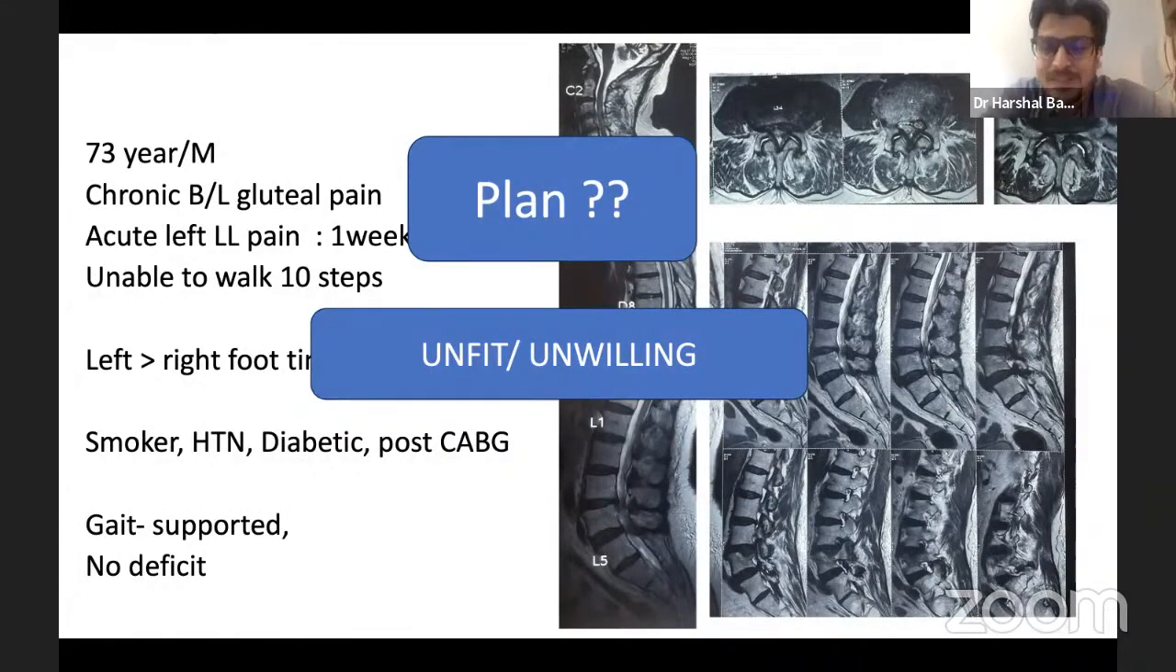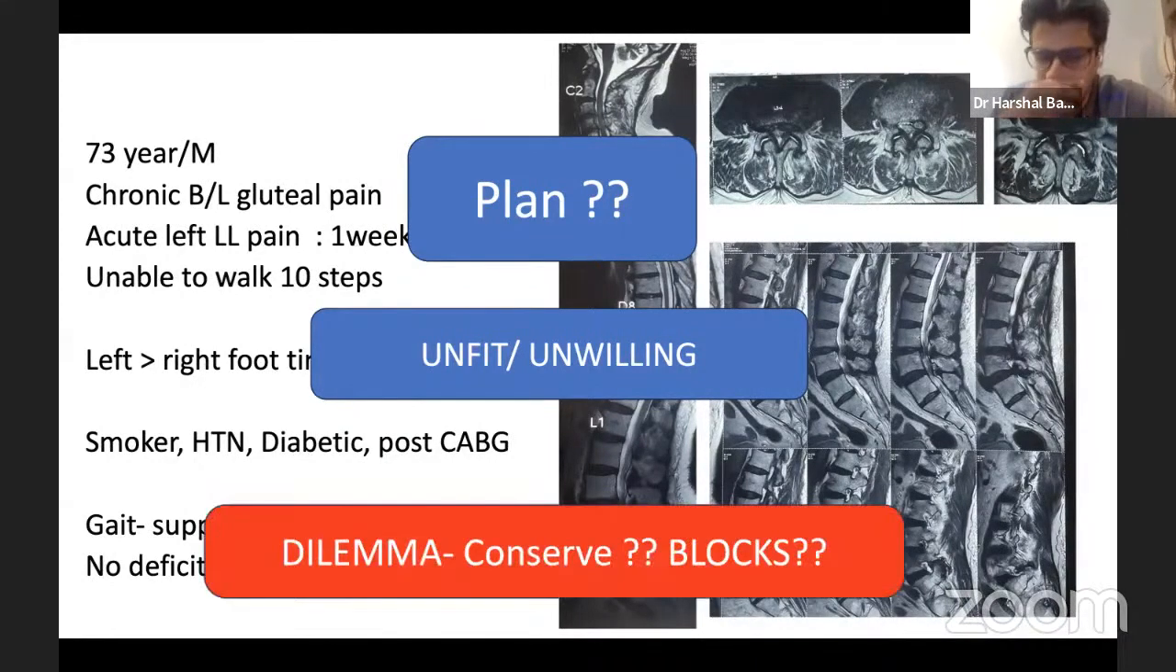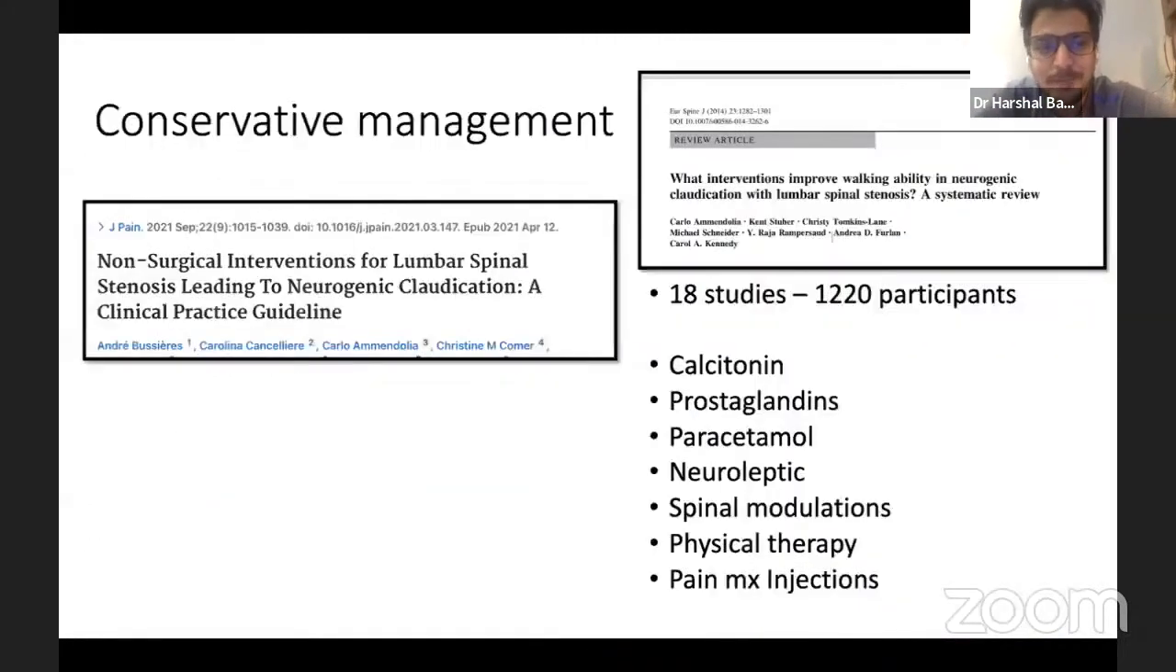I'll just give a disclaimer that he was operated. He underwent a surgery. But just for the sake of creating some controversy, I put this up with a very severe LCS with a disc. So what would you do if he's unfit or unwilling? So the dilemma is to conserve or to do blocks. But yeah, anything to add?